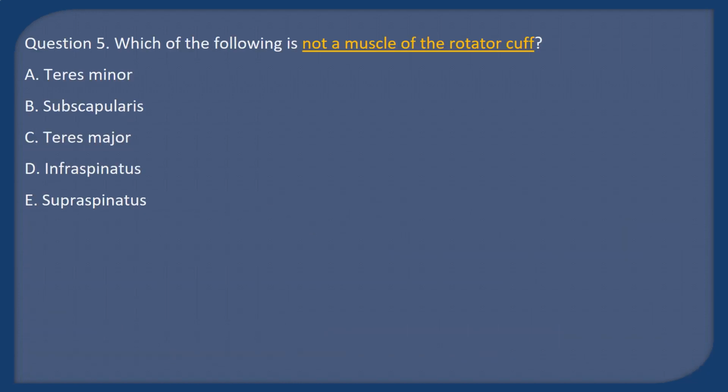Question 5. Which of the following is not a muscle of the rotator cuff? A. Teres minor. B. Subscapularis. C. Teres major. D. Infraspinatus. E. Supraspinatus.